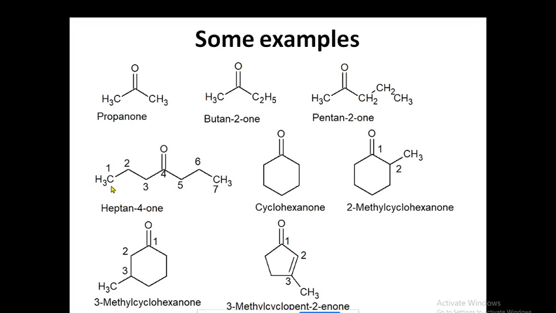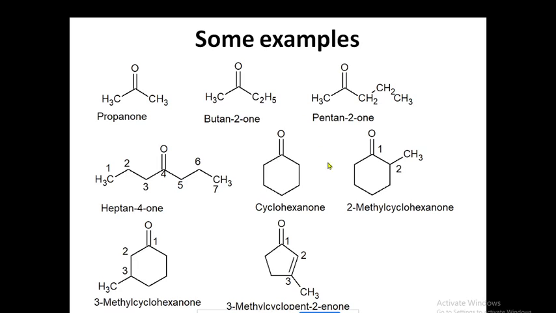Let's take some longer or larger compound. So 7 carbons are present there. So definitely it's heptane. And at carbon number 4 the ketonic group is present and therefore it becomes heptan-4-one.